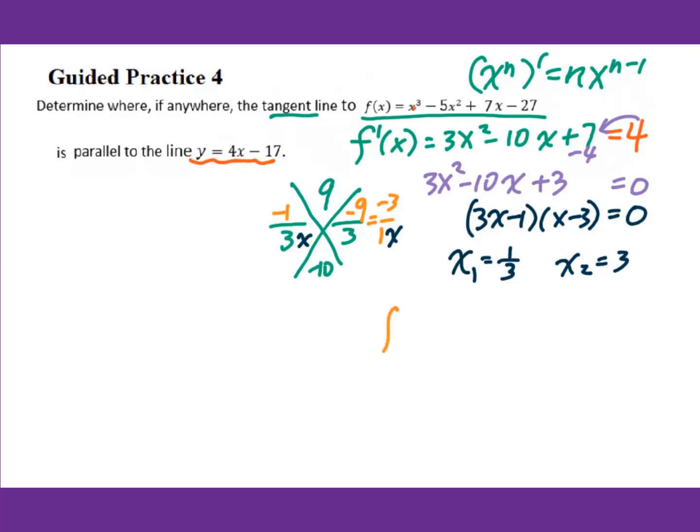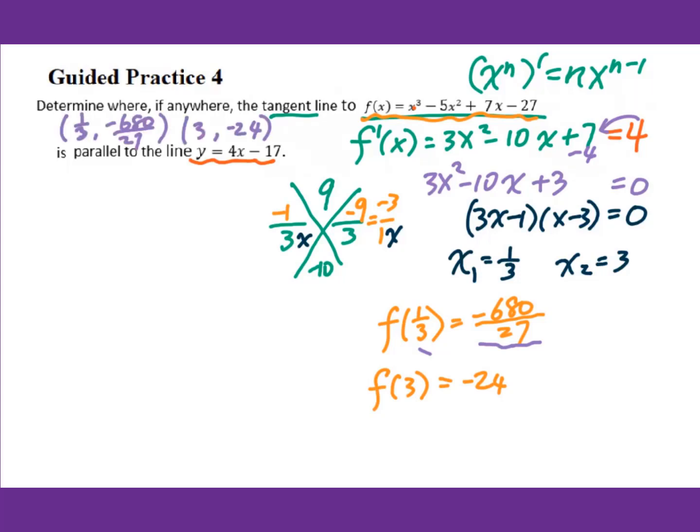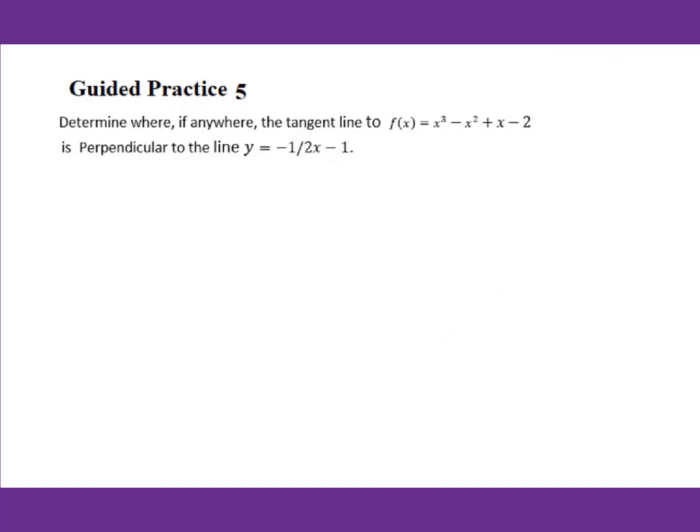Then you need to plug in 1 over 3 into the function f of x, and also f of 3. Use a calculator, and you will get f of 1 over 3 equals negative 680 over 27. f of 3 equals negative 24. So the solution will be at these 2 points. The tangent line to the function will be parallel to this line, y equals 4x minus 17. Guided practice 5.